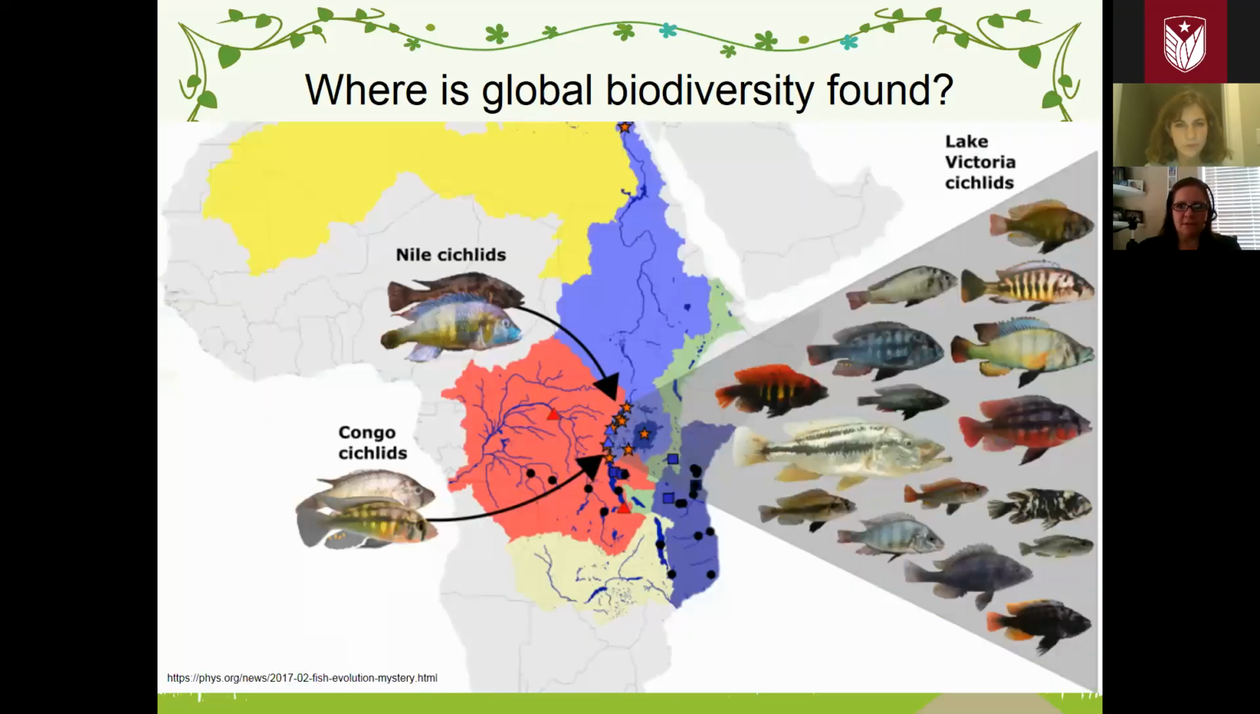This is a map of Africa. So just to give you a little information about this, you can look up more information about this, but there are a couple of lakes in Africa. One is called Lake Victoria. Geologists estimate the age of these lakes to be only about 150,000 years old, and yet there are hundreds of species of cichlids in those lakes, which is an incredible number of species to have evolved or distinguished themselves from each other in such a short time.